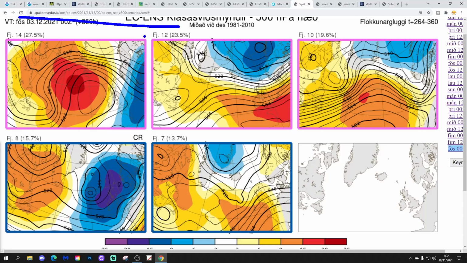This is 3rd of December. 14 members of the ECM ensembles have that high pressure way to the northwest, low pressure to the southeast, winds in from a northeasterly direction. So, again, that looks like it's potentially quite cold.